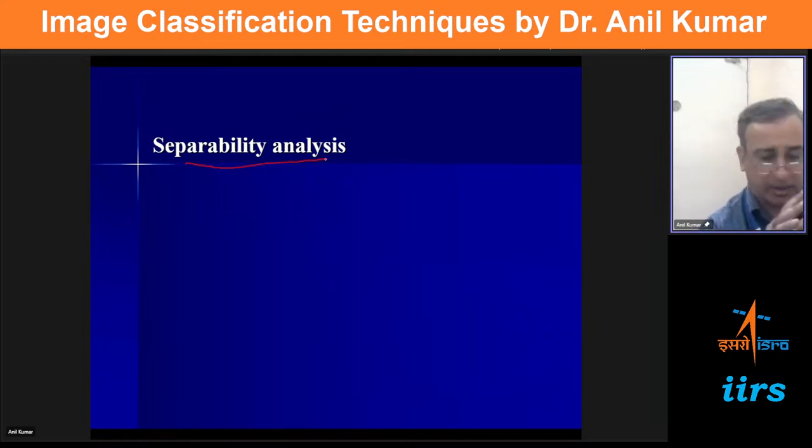So how should I know which 6 bands or 7 bands should be considered for classification? This process is called separability analysis. Through separability, I can know that out of 10 bands, I require only 6 bands, or I require only 7 bands.